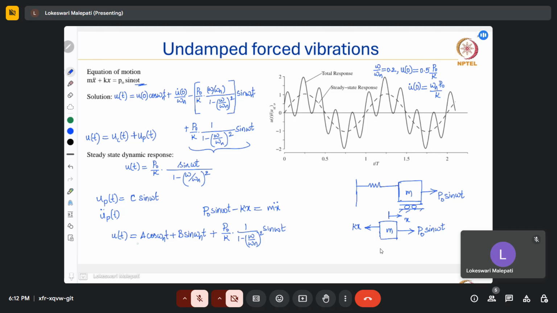So how do we obtain this a and b? By using the initial conditions again, which are the initial displacement and the initial velocity. If we solve that, we will get this complete solution equation.